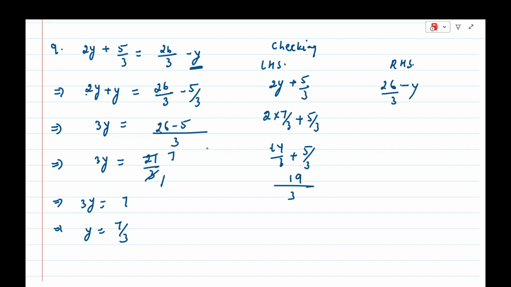26 by 3 minus y. So 26 upon 3 minus y, and the value of y is 7 by 3. Denominator is already equal. So 26 minus 7 is 19 by 3. As left hand side is equal to right hand side, the answer was correct.